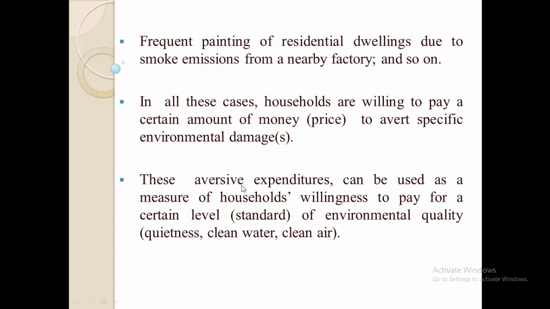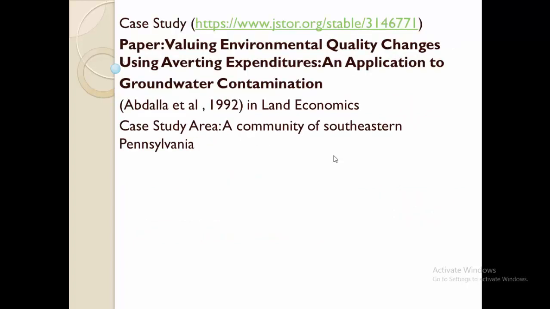This is a method similar to the previous contingent valuation method, but the difference is that in this method, the households pay in order to prevent some environmental damage. We can explain this with the help of a case study. The case study is the paper "Valuing environmental quality changes using averting expenditures: an application to groundwater contamination." The paper was published in 1992 by Abdalla et al. in Land Economics.